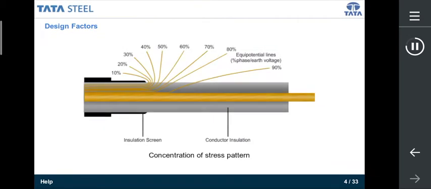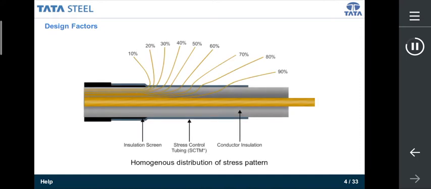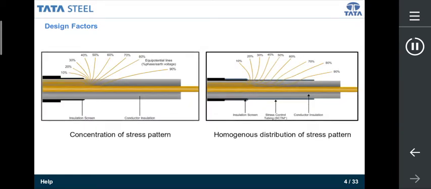The electrical stress lines are crowded at a single point in the first figure. On the other hand, they have been homogeneously distributed in the second figure. The stress control tube helps to homogeneously distribute the stress lines. The stress control tubing also helps in equalizing the stress in the insulation. The flux density, that is, the number of electrical lines passing through a unit area, is higher in figure 1. This causes the insulation to fail. In order to avoid this, we are providing a stress control tubing layer to the insulation.